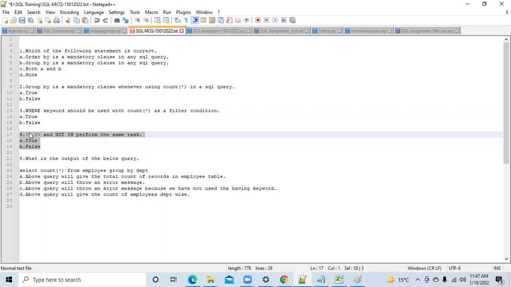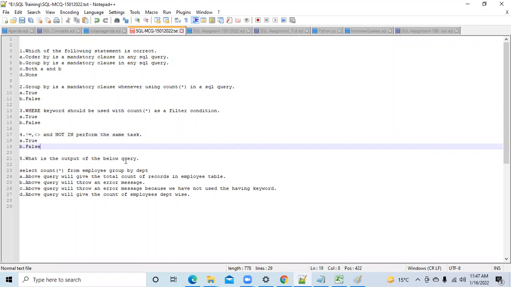Next question: all these perform the same task. Do you think all of these perform the same task? True. I have shown you yesterday that you can write a query by this, this, and this. This is true.